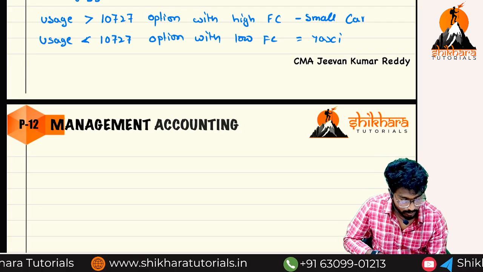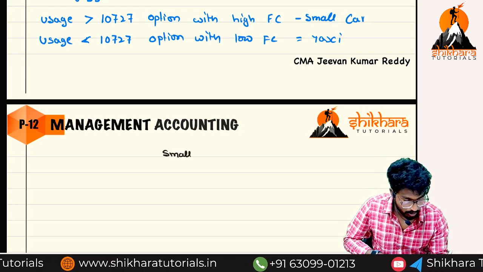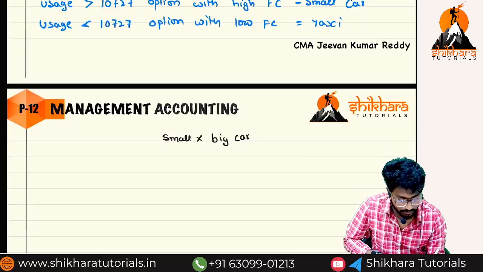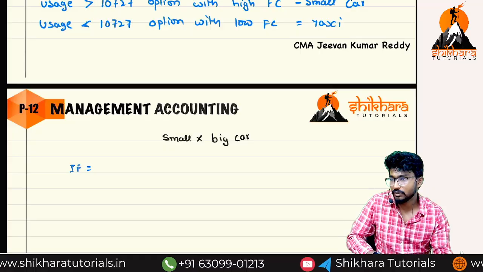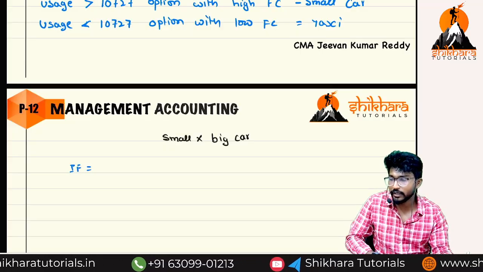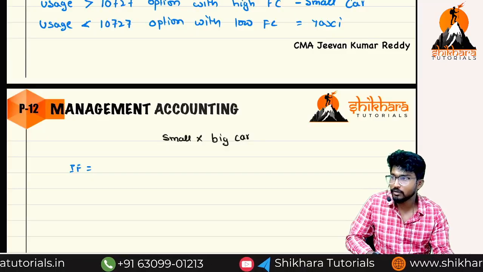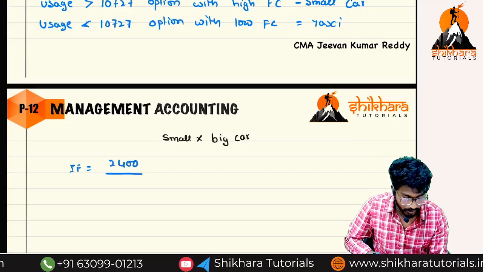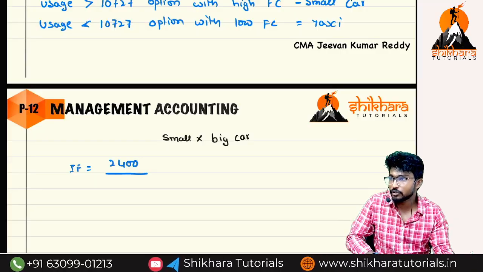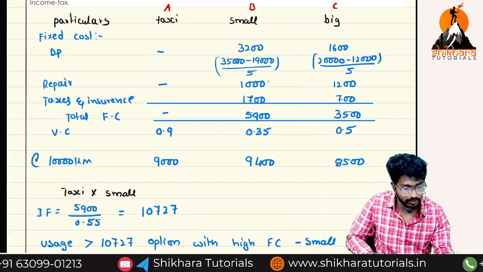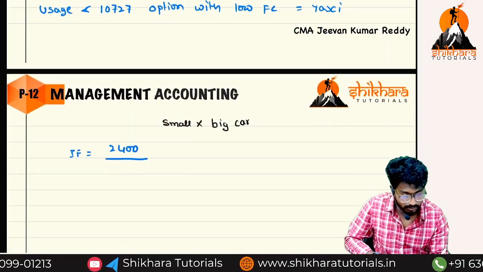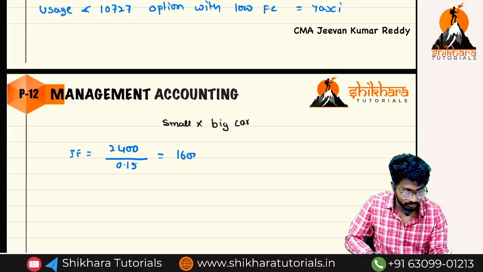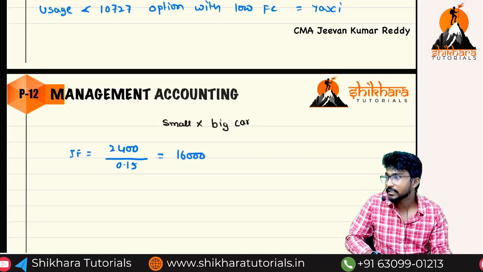Now, between small and big car, what is the indifference point? Change in fixed cost. What is the fixed cost for small car? 5,900. What is the fixed cost for big car? 3,500. What is the difference? 2,400 divided by the change in variable cost, 0.351, 0.05. What is the difference? 0.15. That comes to 16,000. Our indifference point for small and big car is 16,000.